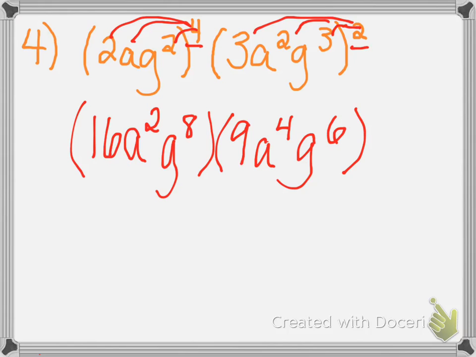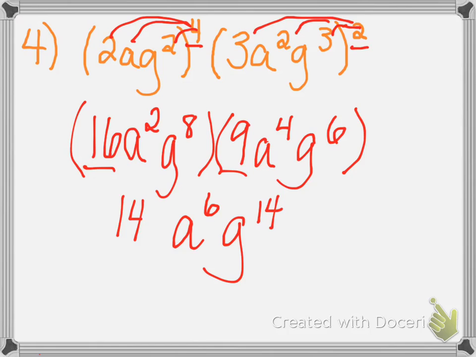Now you're going to look at all your exponents, and this time they're all on the inside. So now you're going to add them. So when I look at my a's, 2 plus 4 is 6. And then I look at my g's, 8 plus 6 is 14. Just like in the previous one, you multiply your numbers. 16 times 9 is 144. And then this is your final answer.